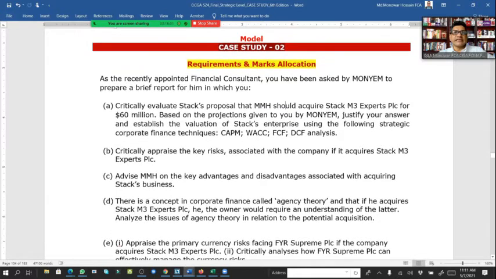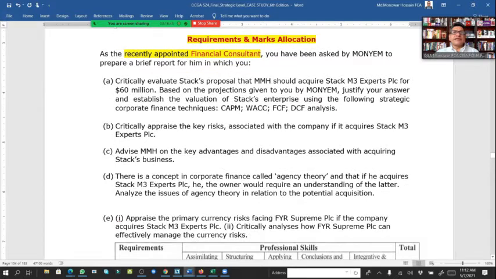So in this case study, just a model case study, there is the recent appointment of a financial consultant. As we discussed previously, who am I, who is going to write the case study? The position has to be identified first. So at this moment, you are appointed recently as the finance consultant. Your role is the finance consultant. You are asked by name to prepare a brief report for him in which you evaluate the tax proposal.